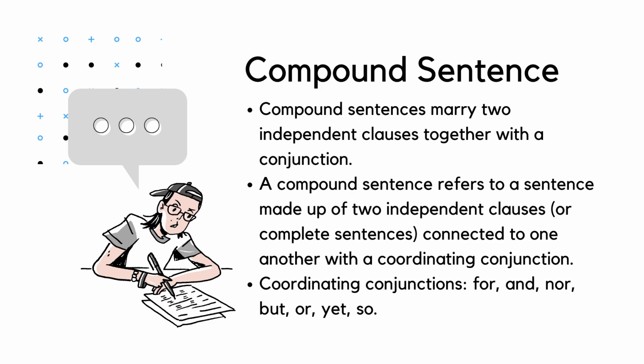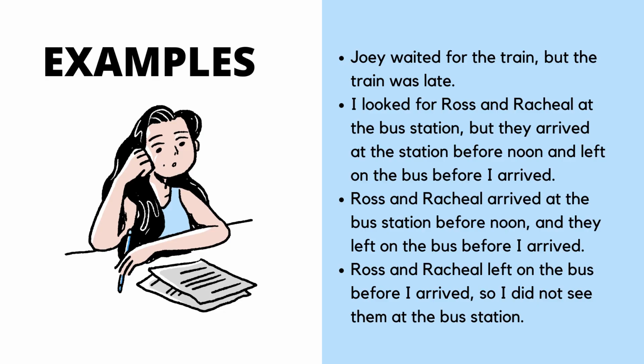Now, let me give few examples for compound sentences. The first one is, Joe waited for the train, but the train was late. Here, you can see that we have connected two independent clauses. Joe waited for the train and the train was late using but. Now, we should see some other examples. I looked for Ross and Rachel at the bus station, but they arrived at the station before noon and left on the bus before I arrived.